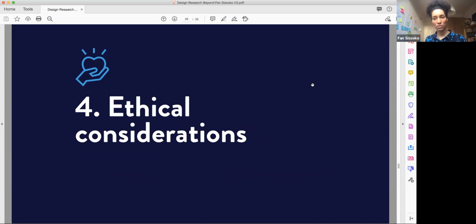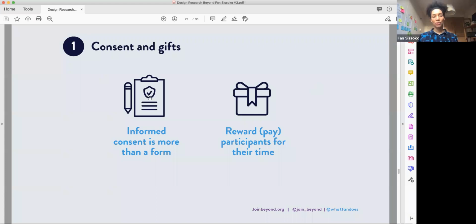Okay, and I'm just going to end with some ethical considerations, because obviously that's really important to research and to any kind of interactions or involvement with people. The first one is around consent and gifts.